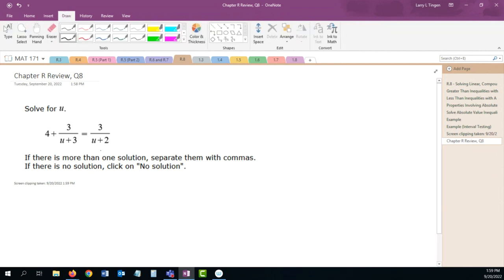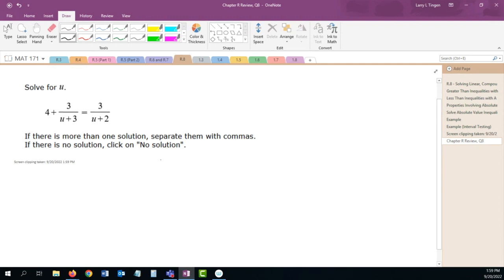So I have a rational equation, right? I've got numerators and denominators, my variables in the denominator. So this is what makes it rational. It's an equation because it has an equal sign and it's got things on both sides of it. So I have a rational equation.